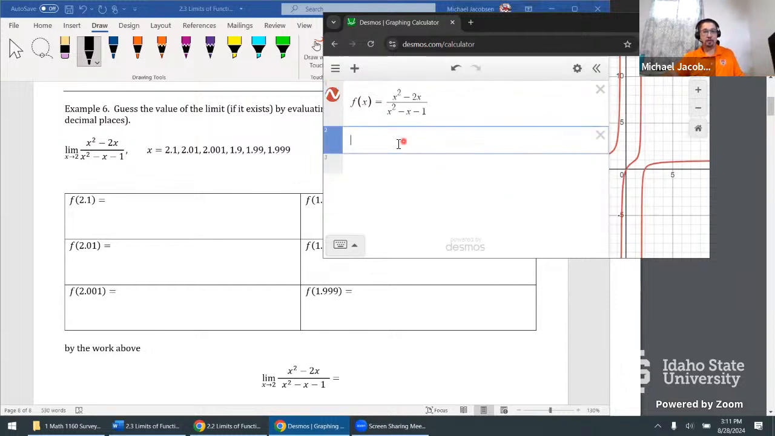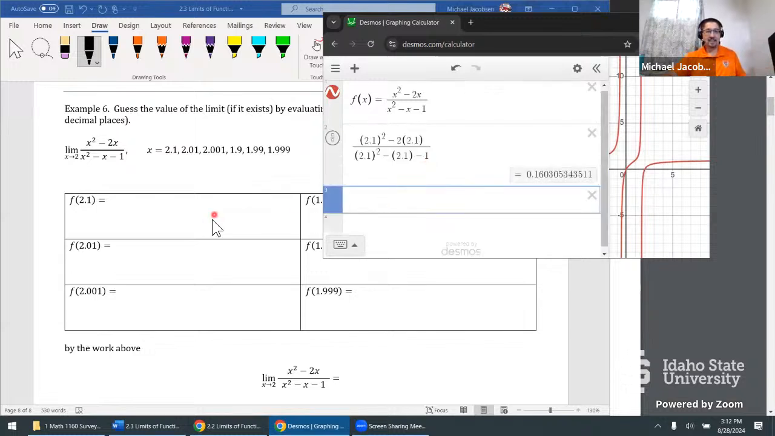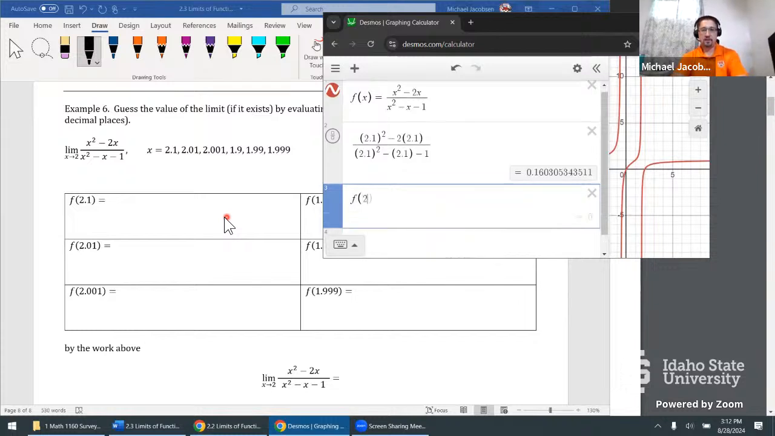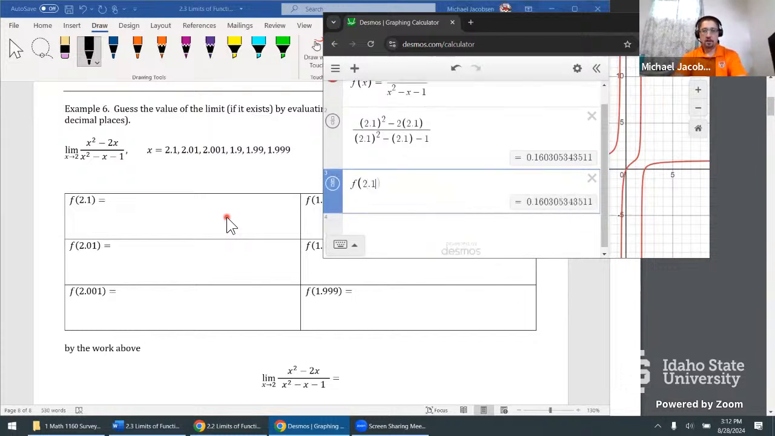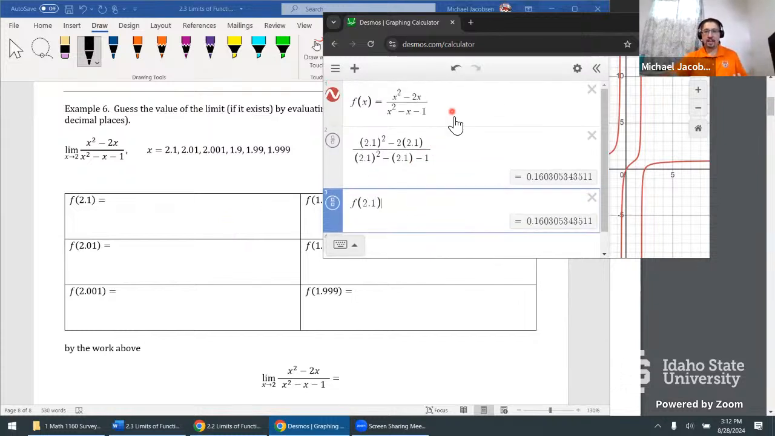So here's another way to approach it. Let me leave that there in case folks were looking at that. Just put in f(2.1) with the function evaluated or defined above. It gives us a really fast evaluation here. I need 6 decimal places, 0.160305.